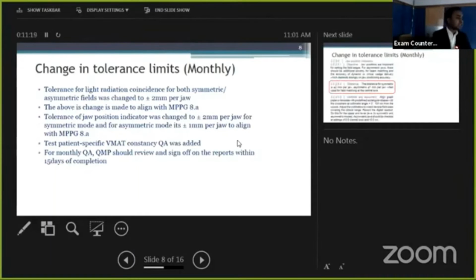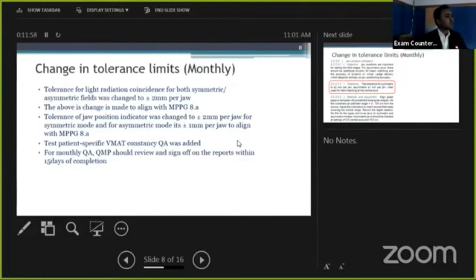Okay, the changes and limits in monthly tests. The tolerance for radiation, light radiation coincidence for both symmetric and asymmetric fields was changed to 2 mm per Jo. This change is made to align with MPPG 8A, that is Medical Physics Practice Guideline 8A. It was changed to 2 mm from 1 mm because most of the treatments now are IMRT or IGRT or SRS, so we don't need the field light now. Field light was needed in 2D or 3D treatment, where we were opening X1, X2, and Y1, Y2 jaws. So that's why the limit is increased.